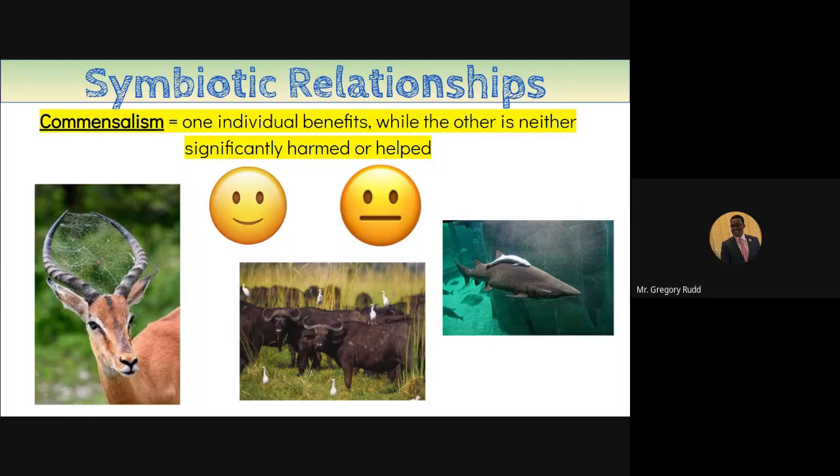Or some scientists believe that we just don't fully understand the relationship enough. So perhaps, whatever this is, this deer is benefiting from having the spider web between its antlers. We don't know. We still have yet to explore those questions. But for now, commensalism is still thought to be a thing. It is still thought to exist in nature. One individual benefits, while the other is neither significantly helped nor harmed.